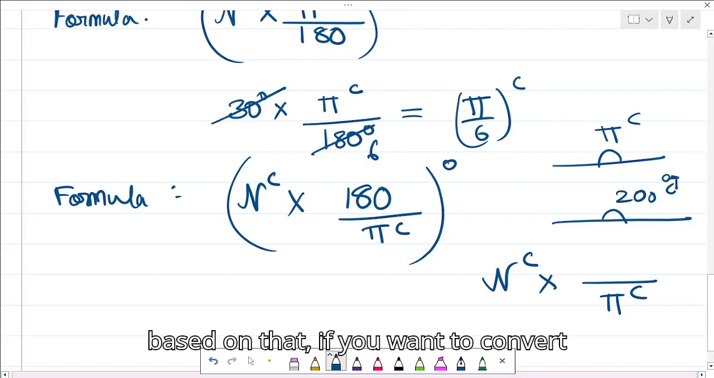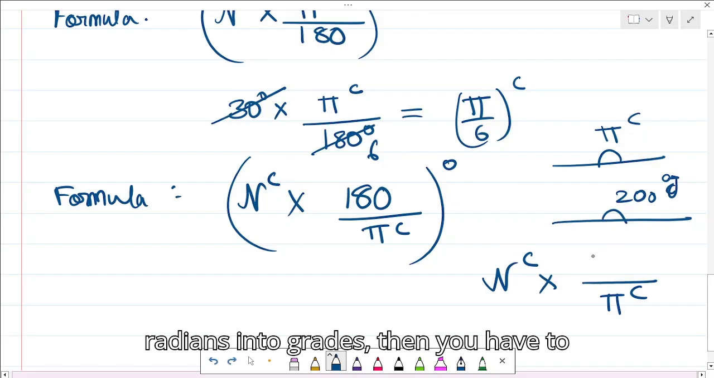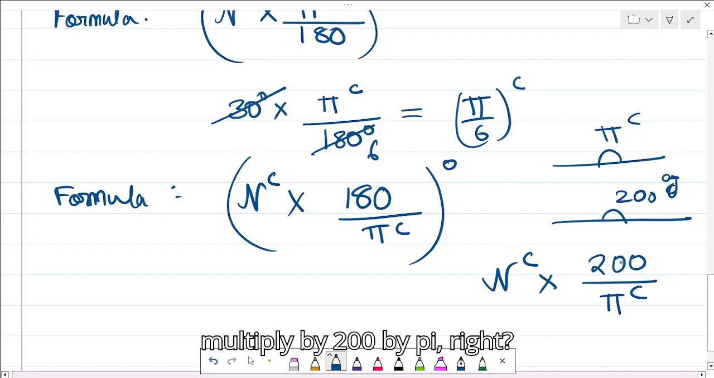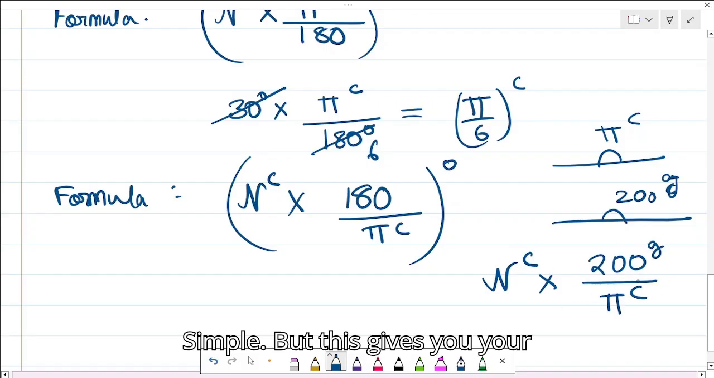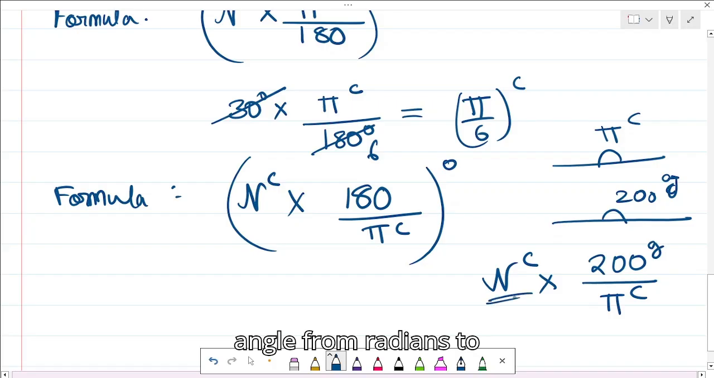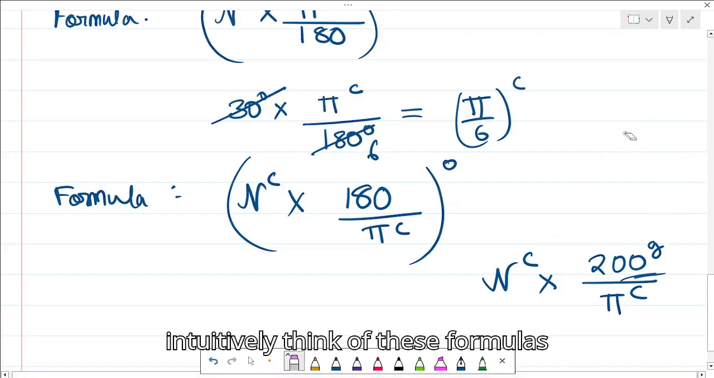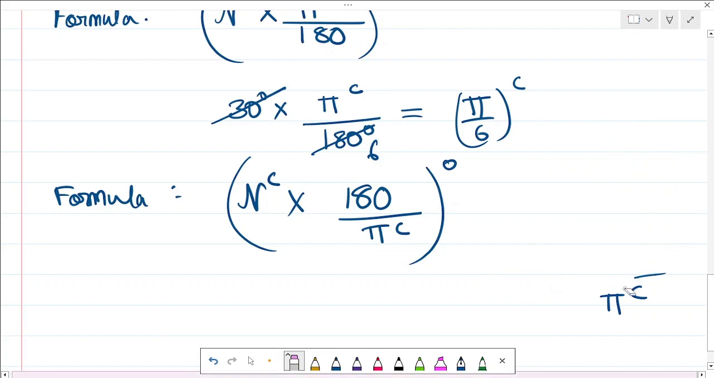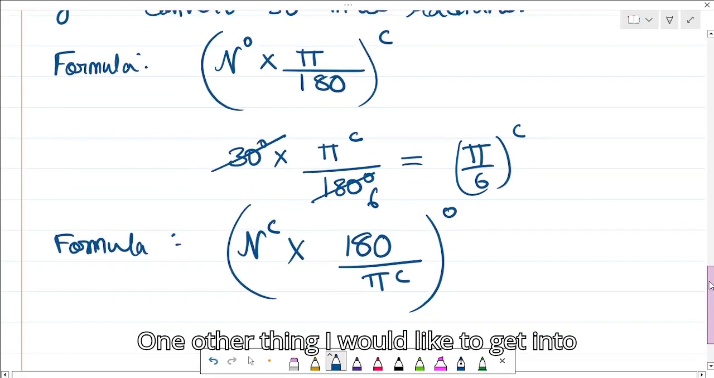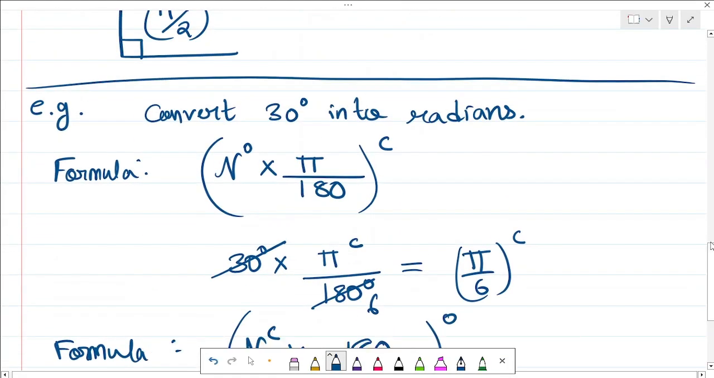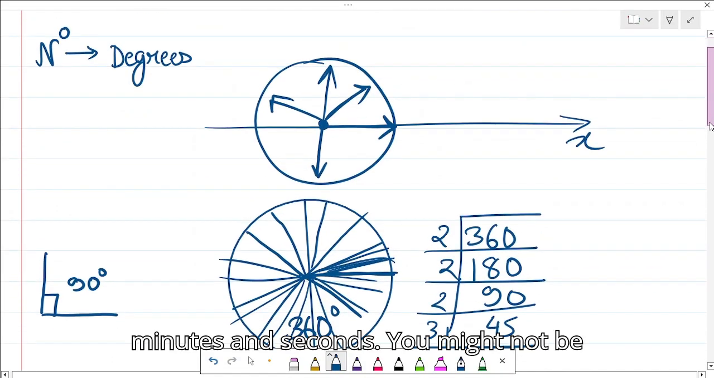So based on that, if you want to convert radians into grades, then you have to multiply by 200 by pi, right? Simple. So this gives you your angle from radians to grades. So hopefully you could intuitively think of these formulas based on how I taught you here. One other thing I would like to get into before ending this is minutes and seconds.